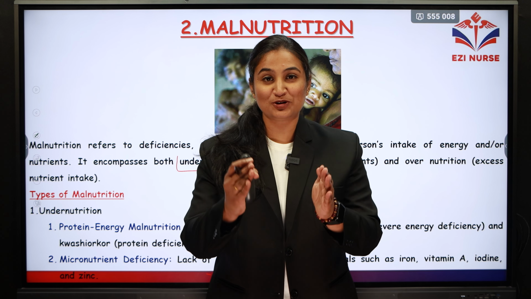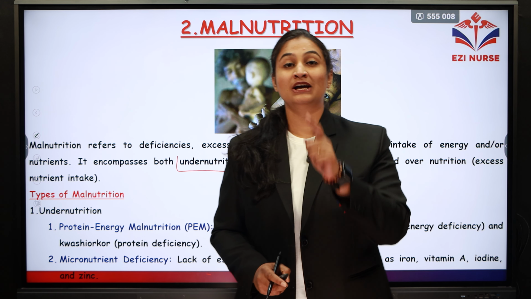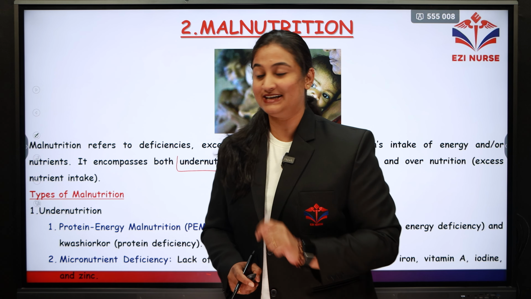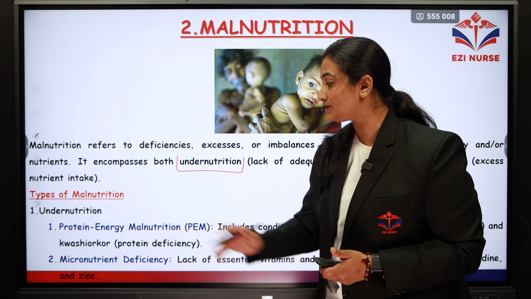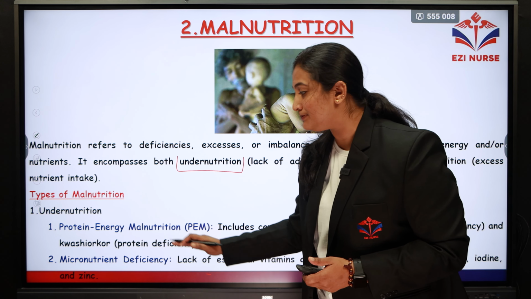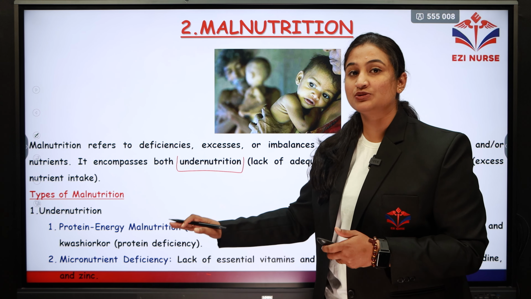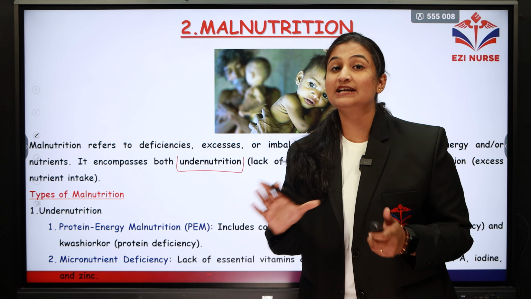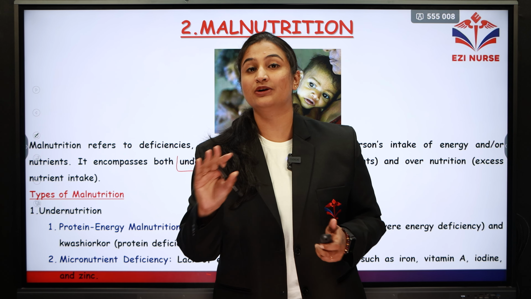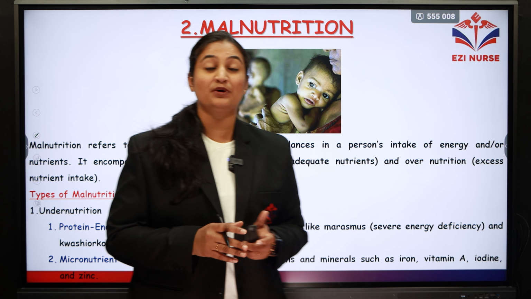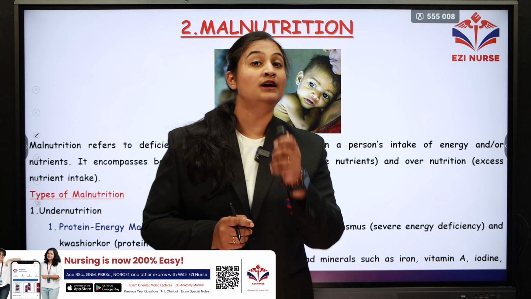When you combine both these components, when your key points are very strong, you are going to crack your examination of definition. Coming to the types of malnutrition, what are the different types? Here you can see protein energy malnutrition and micronutrient deficiency. These are the two. Explain in detail whenever you are writing. At least give one sentence whenever you are writing your answers in the examination, so that the examiner will understand that you know something about this topic.